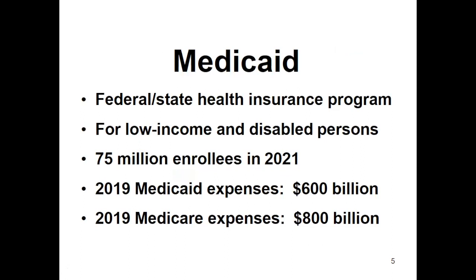So while Medicare is a federal program, Medicaid is both a federal and state program. And there were nationally about 75 million enrollees in Medicaid in 2021. And you see the expenses there. 600 billion is spent on Medicaid and 800 billion is spent on Medicare. Do the math, that's a lot of governmental spending on healthcare.